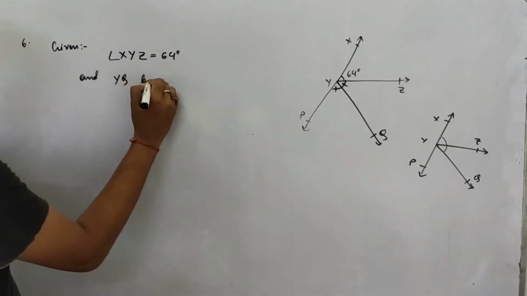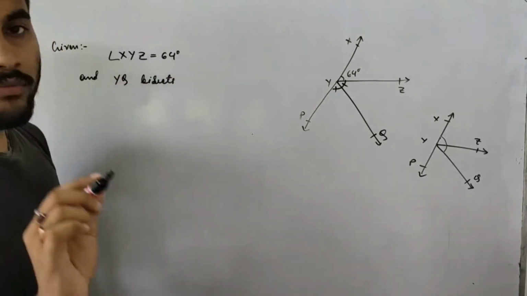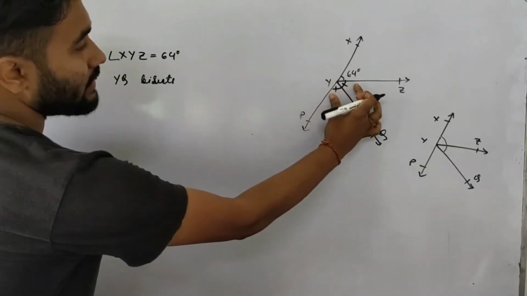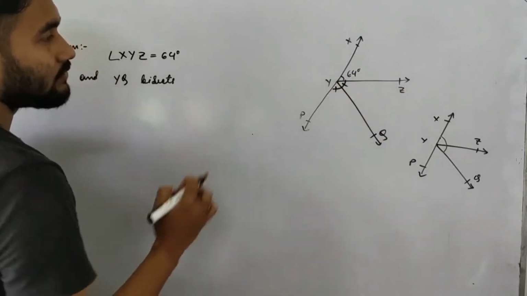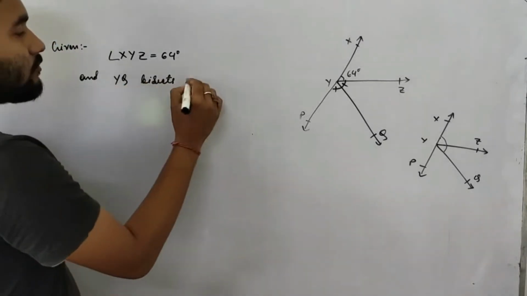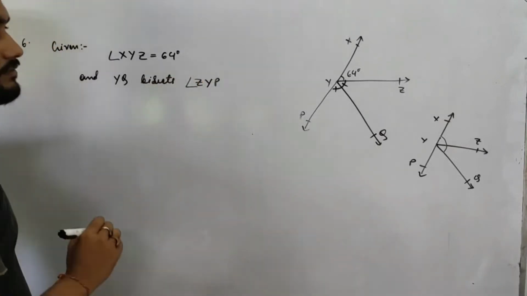YQ bisects, and YQ bisects which angle? This ray is bisecting which angle? This angle, ZYP. Okay, in the book it is given ZYP only. Yes, and YQ bisects angle ZYP.